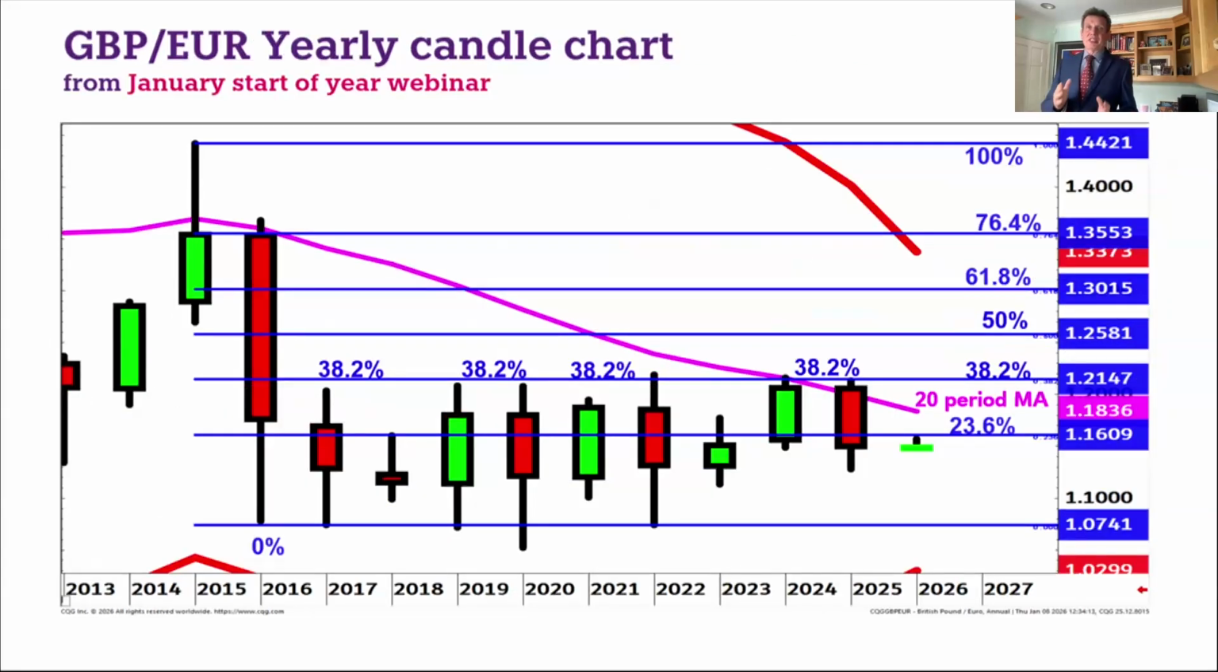Sterling euro. This is from January, start of year webinar. And this is why long-term charts are very important. There's a lot of money that trades on long-term charts. People want a long-term position. There's a lot of money that also goes on short-term charts. But the long-term charts, you can see so well here. Since Brexit, the 38.2% retracement has held every rally all the way across.